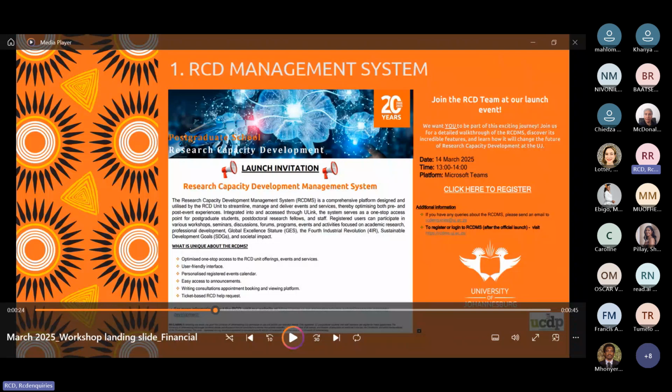It's a very friendly interface, with a personalized registered event calendar. It's easy access to announcements, and all the writing consultations, appointment and booking viewing will be done on this RCD system. As you can see, we will be launching it on the 14th of March from 1 to 2, and it will be via Microsoft Teams. So this is the new system that we'll be using to launch all our events and to host all our upcoming workshops and seminars.